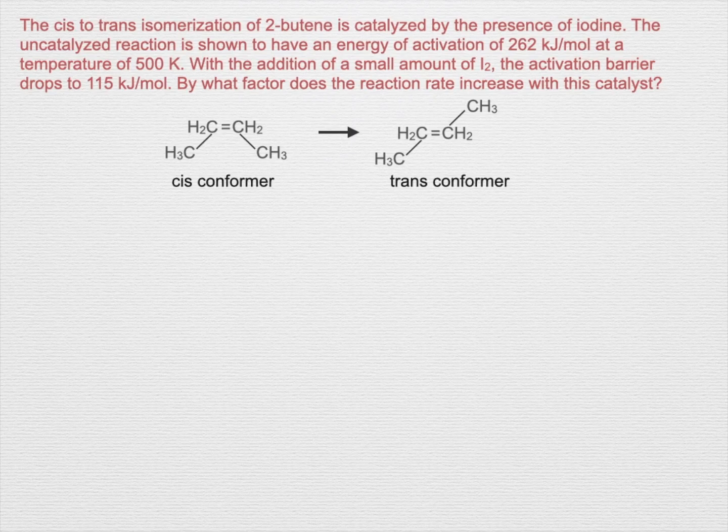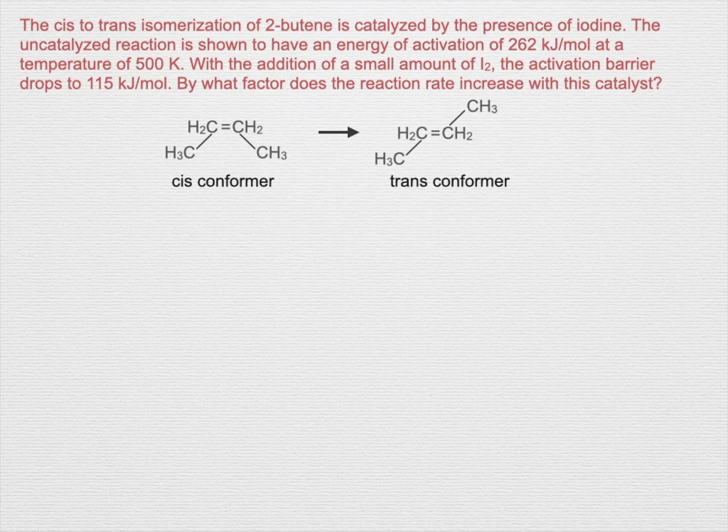This involves rotation around the carbon-carbon double bond. It requires breaking the bond and then reforming it once the methyl group has rotated to the opposite position. The activation barrier of 262 kilojoules per mole is very large by most standards, and the cis conformer is quite stable even at elevated temperatures such as 500 Kelvin.